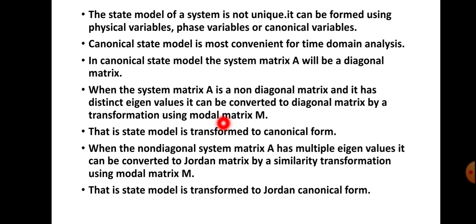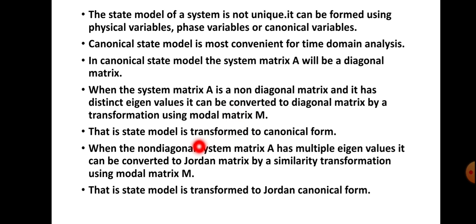In order to find this model matrix, we use eigenvalues and eigenvectors. You know about the eigenvalues of a matrix. When we take the characteristic equation, that is, determinant of lambda I minus A equal to 0, where A is a matrix, the corresponding roots of lambda give the eigenvalues. By using those eigenvalues, we make this model matrix M. So if a system matrix is not in canonical form, we can convert it into canonical form by using the model matrix.